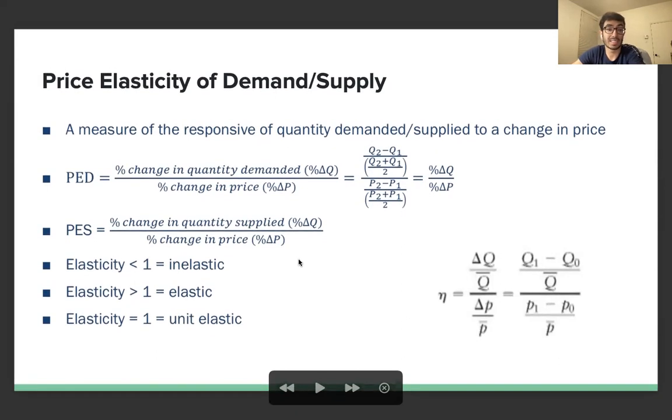And when elasticity is less than 1, we usually call it inelastic. And when elasticity is greater than 1, we call it elastic. And when elasticity is exactly equal to 1, we call it unit elastic or unitary elastic.